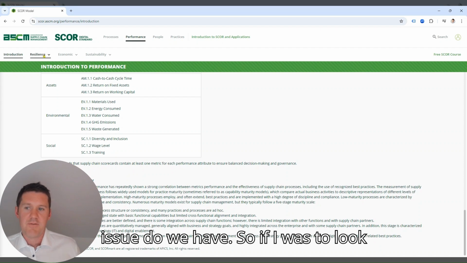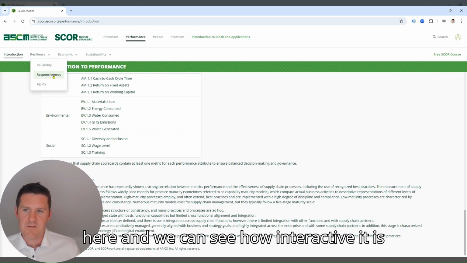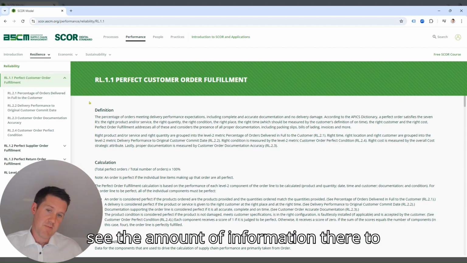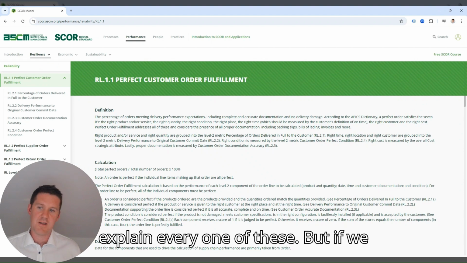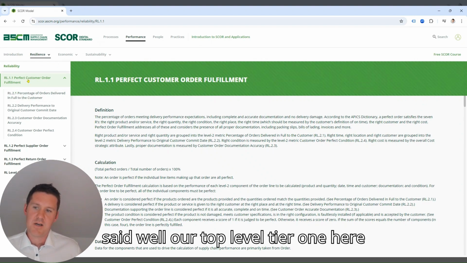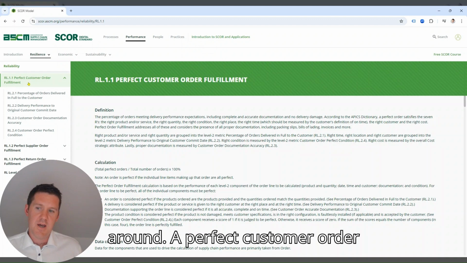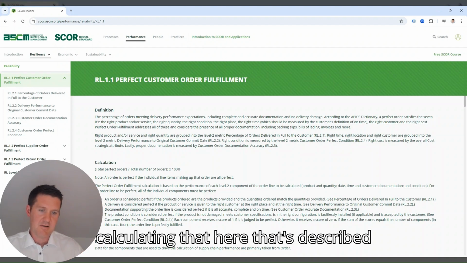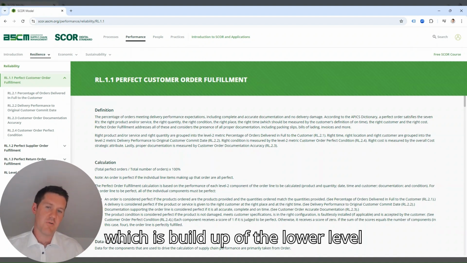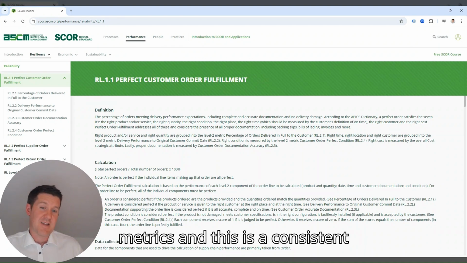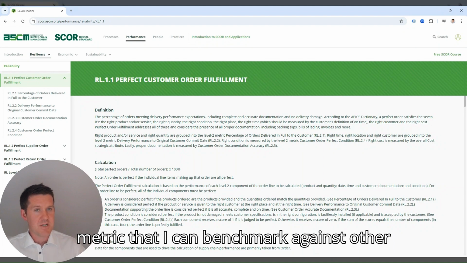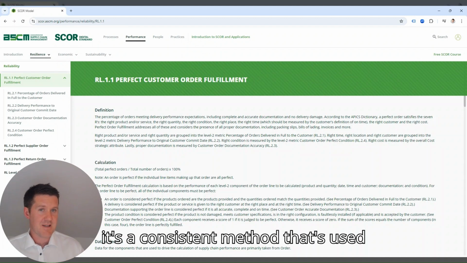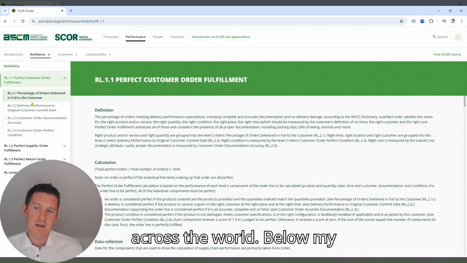So if I was to look here, and we can see how interactive it is, if I say around reliability, you can see the amount of information there to explain every one of these. But if we said, well, our top level tier one here around perfect customer order fulfillment, we've got a way of calculating that here that's described, which is a build up of the lower level metrics. And this is a consistent metric that I can benchmark against other peers, other industries, because again, it's a consistent method that's used across the world.